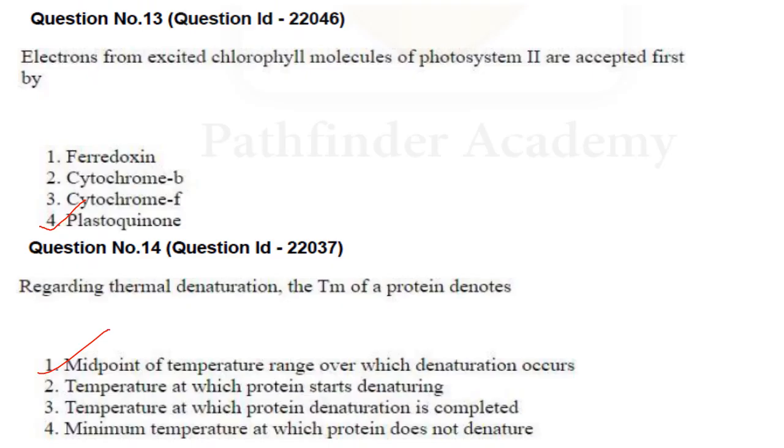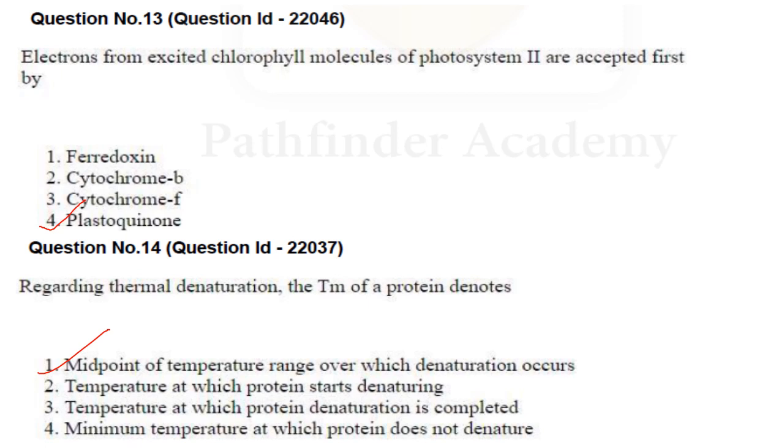Then next question. Electrons from excited chlorophyll molecules of photosystem 2 are accepted first by. So they are first accepted by the plastoquinone. Answer is option 4. Then next one.